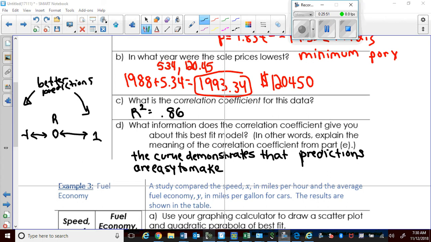So if it's close to 0, I'm not making good predictions. These predictions are off. The data is scattered. And if you're still confused about that, I would go back to Unit 2 and check over linear regression. We covered scatter plots. But we're going to move on.